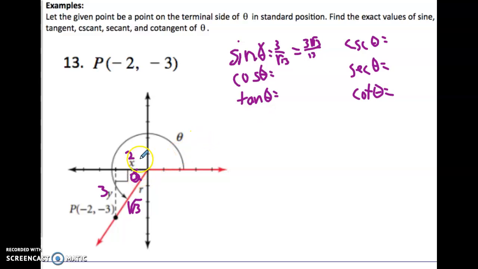Cosine of theta would be 2 over square root of 13, which when you simplify that, you would get 2 square roots of 13 over 13. And the tangent would be the opposite over the adjacent, so 3 over 2. The cosecant would be the square root of 13 over 3. That's a 13, and that's a 3. The secant would be the square root of 13 over 2, and the cotangent would be 2 over 3.